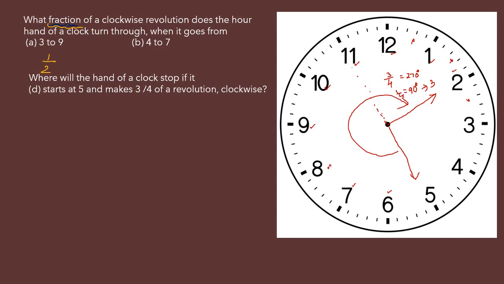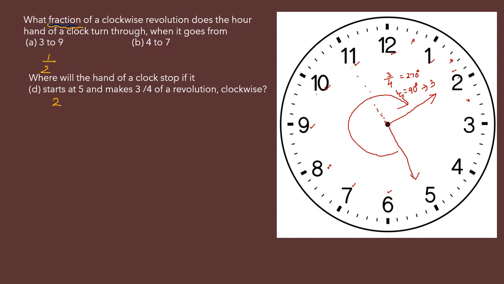So I'm starting from 5 and I'm counting 1, 2, 3, 4, 5, 6, 7, 8, 9 and I'm reaching 2. So if I take 3/4 of a rotation, then I'll be reaching 2. The hour hand will reach 2 in clockwise direction.